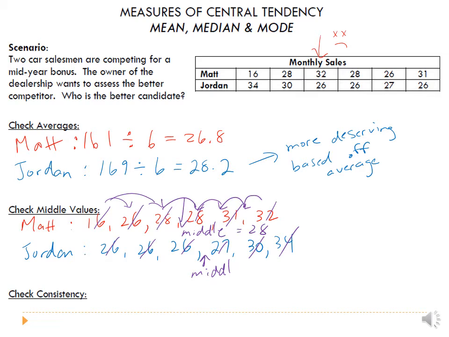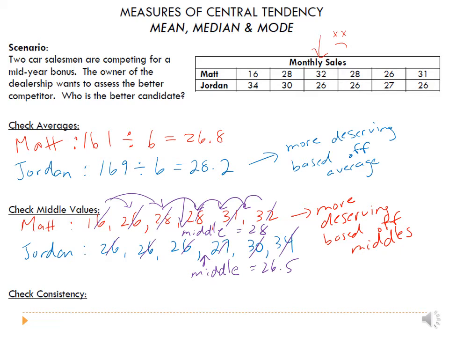And what's halfway between 26 and 27? 26.5. Based off the middle values now, it looks like Matt is more deserving. So more deserving based off middles.